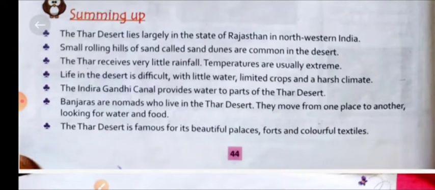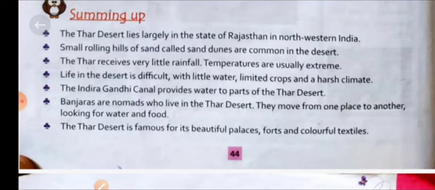Banjaras are nomads who live in the Thar Desert. They move from one place to another looking for water and food for their livestock. They are called nomads, and they are known as Banjaras in Rajasthan.